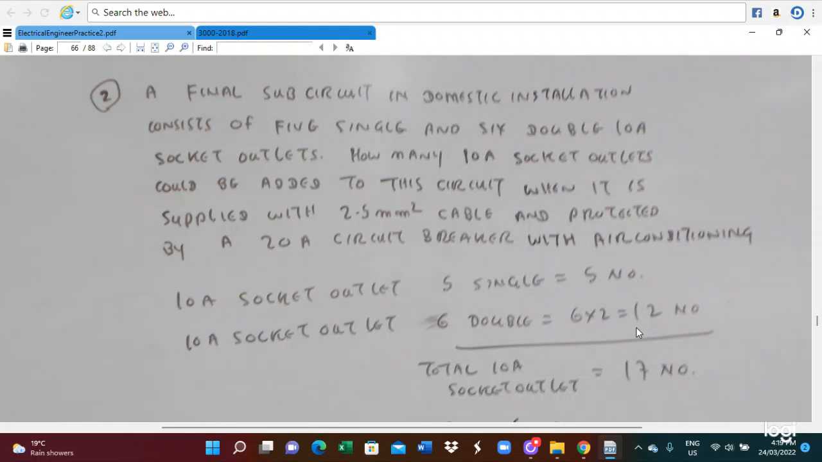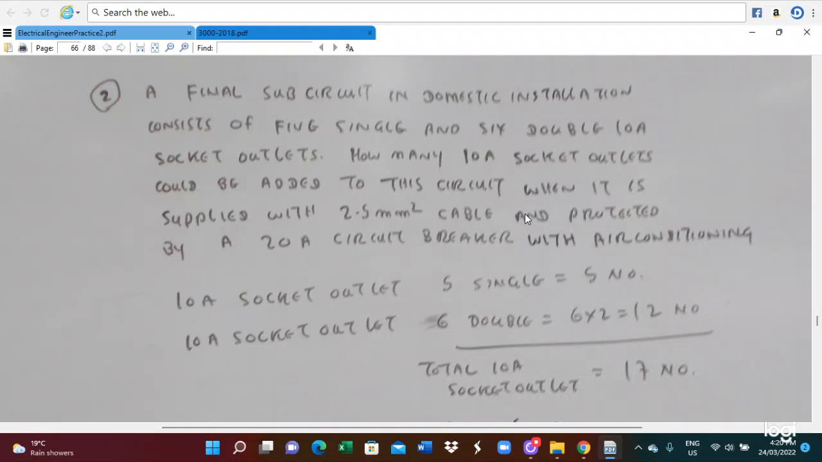A final circuit in a domestic installation consists of 5 single and 6 double 10 ampere socket outlets. How many 10 ampere socket outlets could be added to this circuit when it is supplied with a 2.5 millimeter square cable and protected by a 20 ampere circuit breaker with air conditioning? So this means that in the final circuit, we include 5 single socket outlets and 6 double socket outlets, each of 10 ampere. In this case, how many 10 ampere socket outlets can you add?